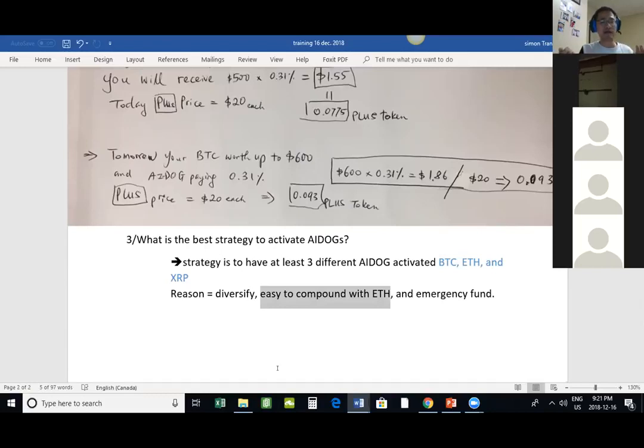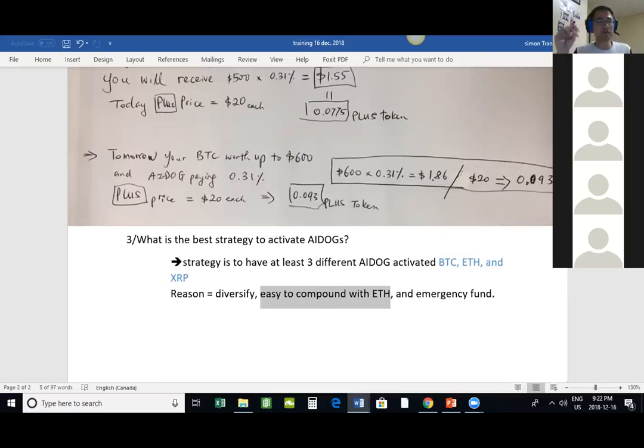You all know that within the Plustoken wallet, you can convert Plustoken into Ethereum only. You cannot convert Plustoken to any other cryptocurrency for now, only Ethereum. So if you have an Ethereum AI doc active, you can do daily compounding. You can sell your Plustoken into Ethereum and add it into your Ethereum AI doc. Then you are compounding.